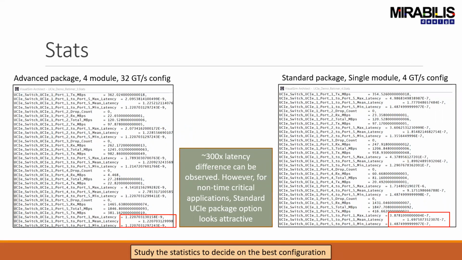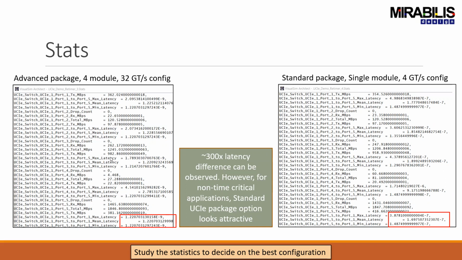Now, in this case, we have two types of architecture that we're looking at. One is an advanced package. We remember 128 wires, while this is a 32 wire. So it's a 4 module with a single module. So this gives you 32 gig and this gives you 4 gig for configuration.